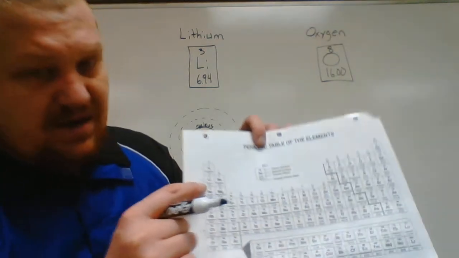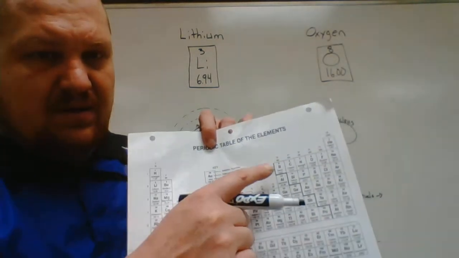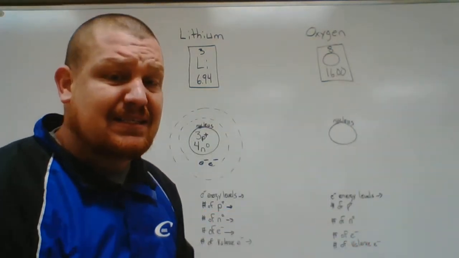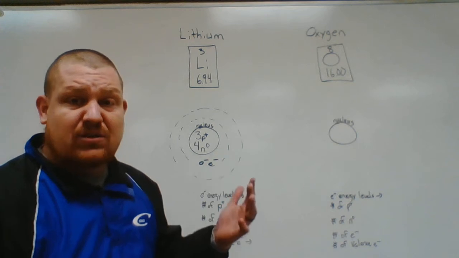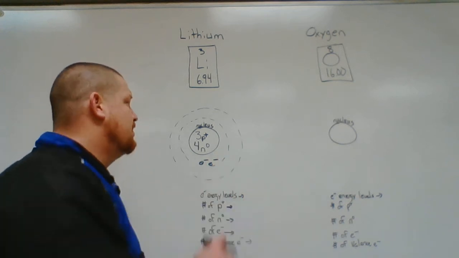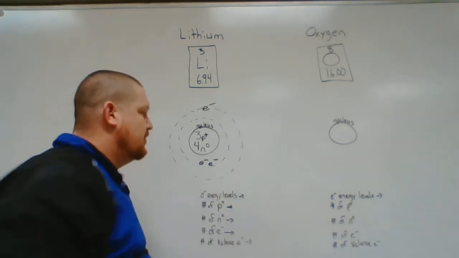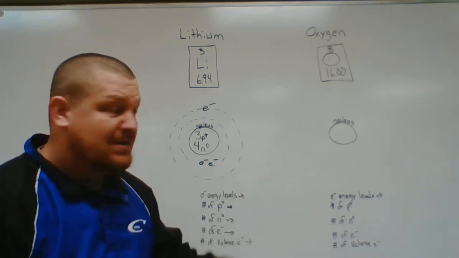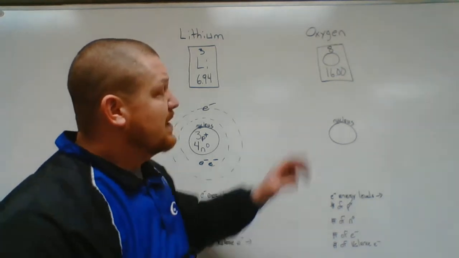Now the next one has 1, 2, 3, 4, 5, 6, 7, 8. I can put up to 8 in this next level here, but I only have a total of 3, so I only need to put in 1 more. So this is our mapped out Bohr model of lithium. We do the same thing for oxygen.